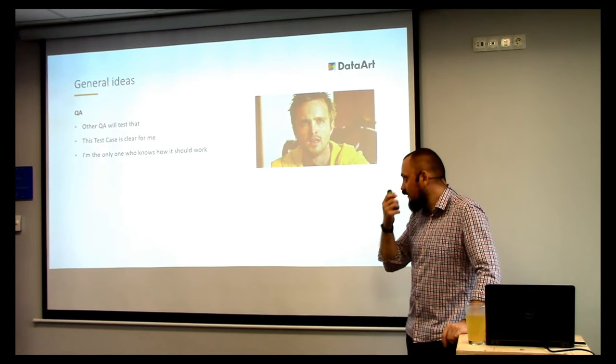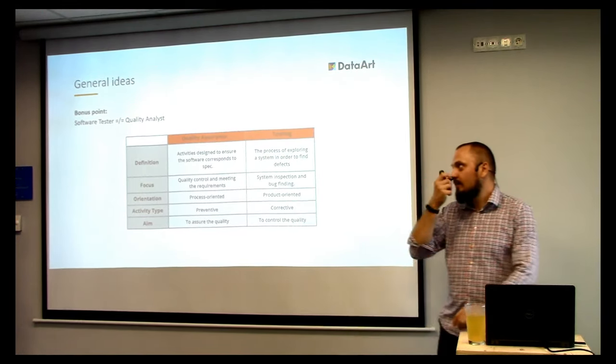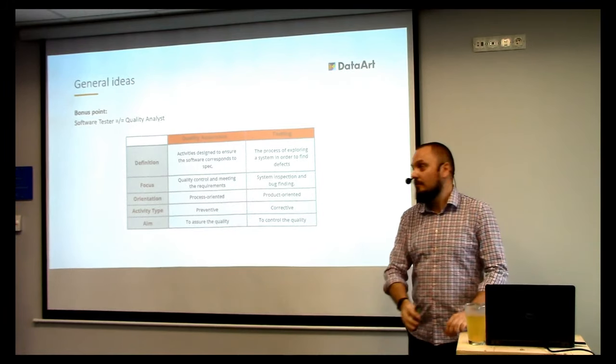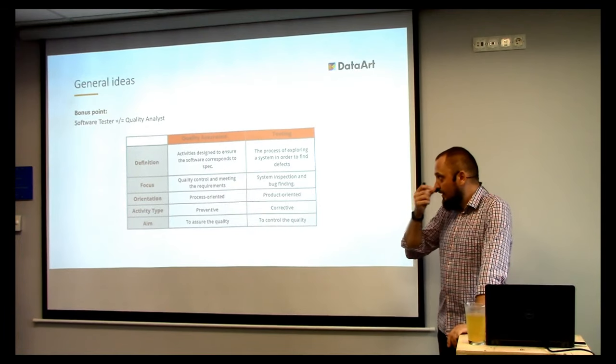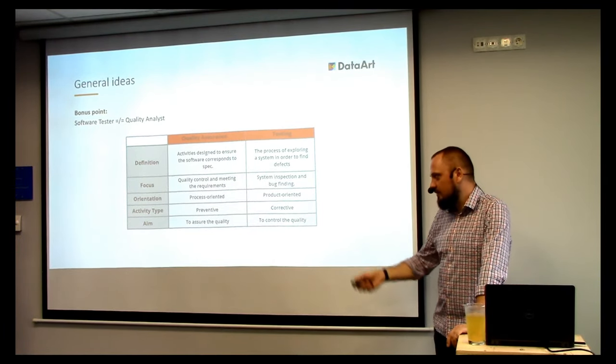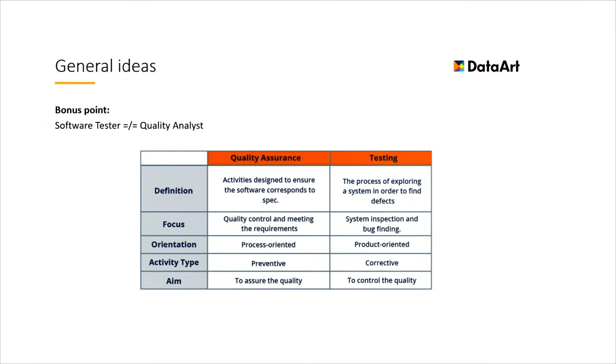Okay, moving on. This is a bonus point for those who are not software testers here, or quality analysts or quality engineers. We have so many names now. What are the differences? To assure the quality, to control the quality. Sometimes project managers forget about that, and some people really keep in mind that they have the name software tester, quality analyst in their email, and they only do the part that is there. So sometimes it's worth remembering the nomenclature.